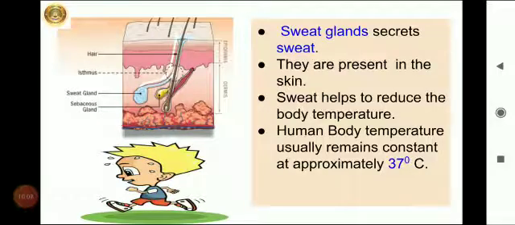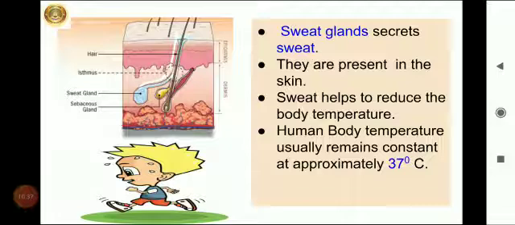When we walk or play in the sun, we get tired, but at the same time, our skin becomes wet. This is because of sweat. In the skin, there are glands which secrete sweat. They are called sweat glands. After playing in the hot sun or after hard physical labor, the temperature of the body rises. Then sweat is released. It helps to reduce the temperature of the body.